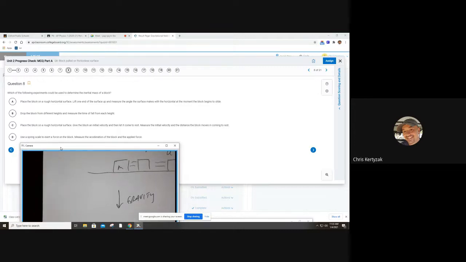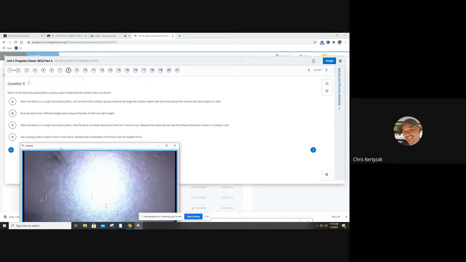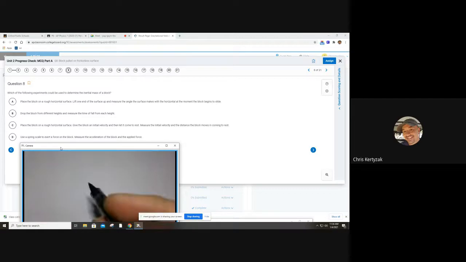D, use a spring scale to exert a force on a block. Measure the acceleration of the block and the applied force. That's probably the simplest one I'd have to pick. All right, so they're saying, they haven't talked about the surface. I'm surprised. But remember, if they don't mention friction, then the assumption is there's no friction. There's no mention of friction in D. So we're assuming this is a smooth, frictionless surface, or close to it.